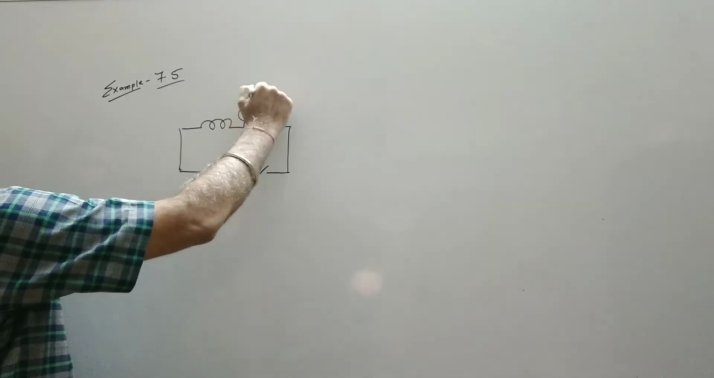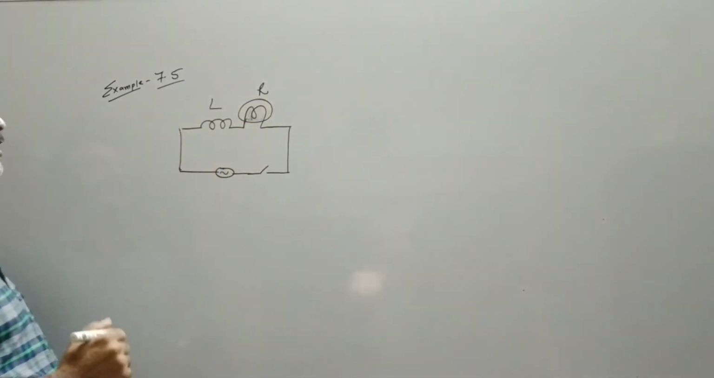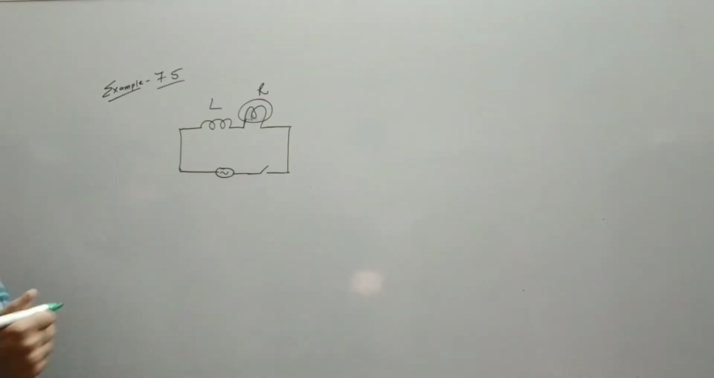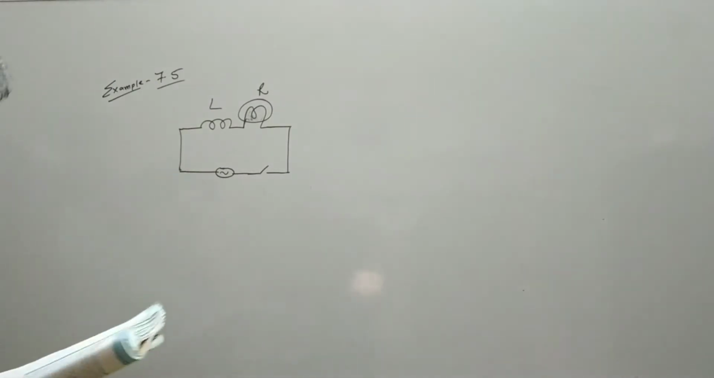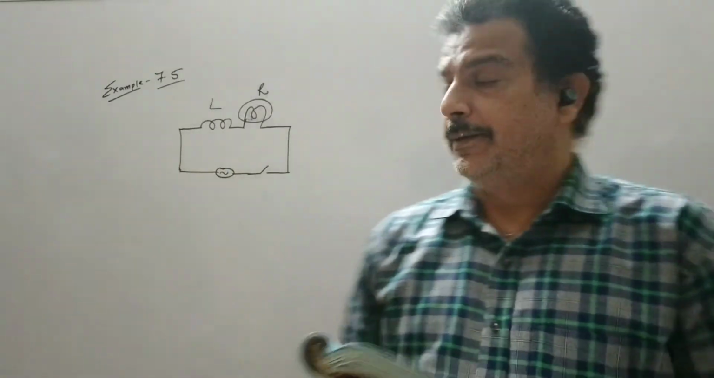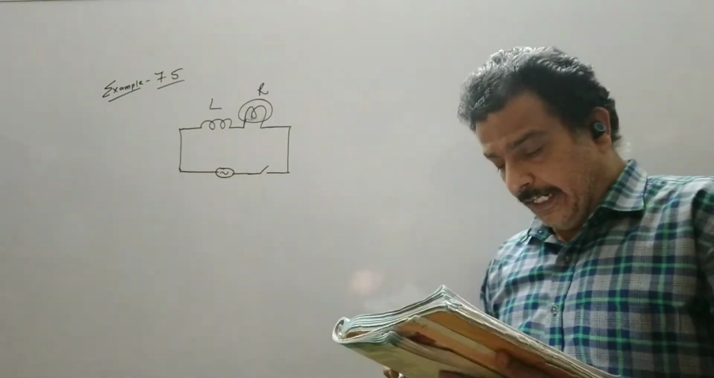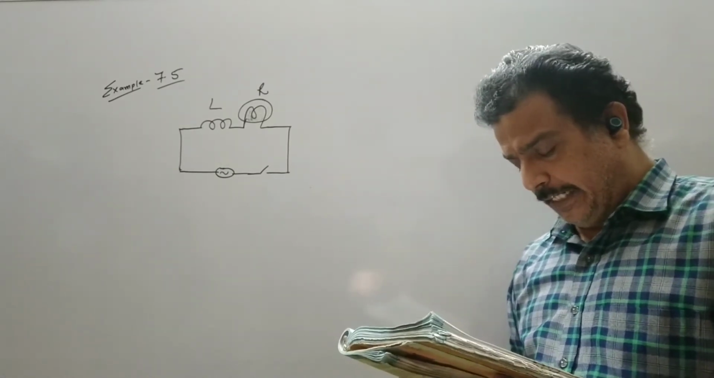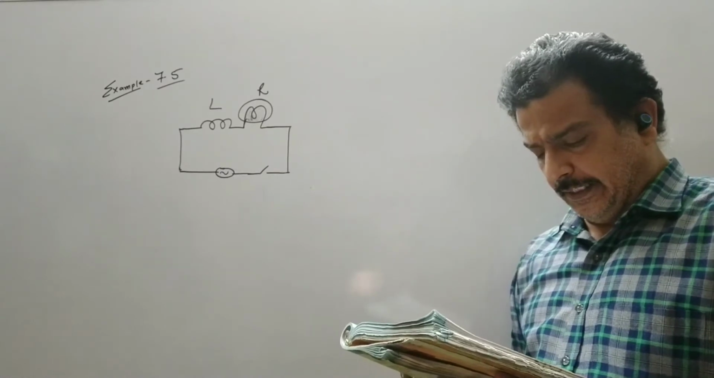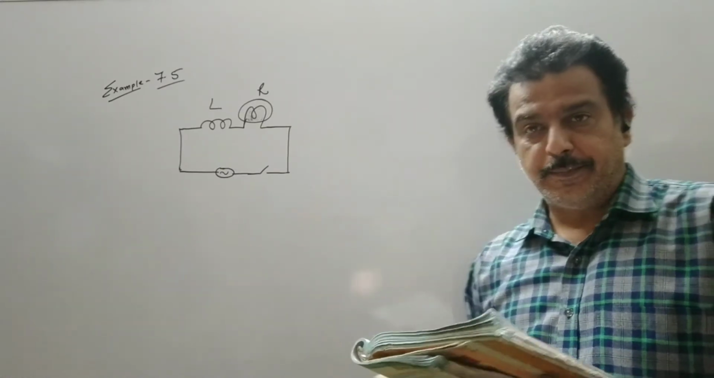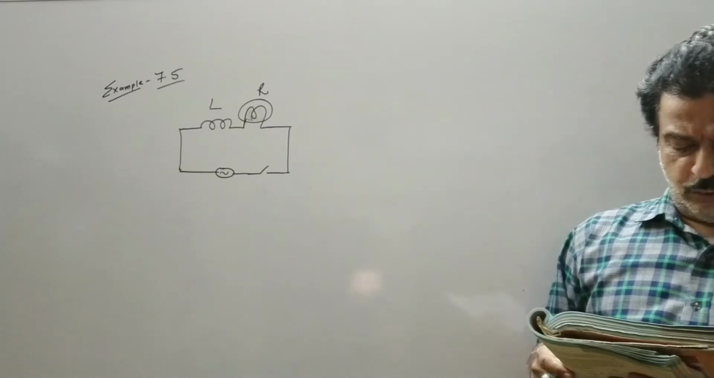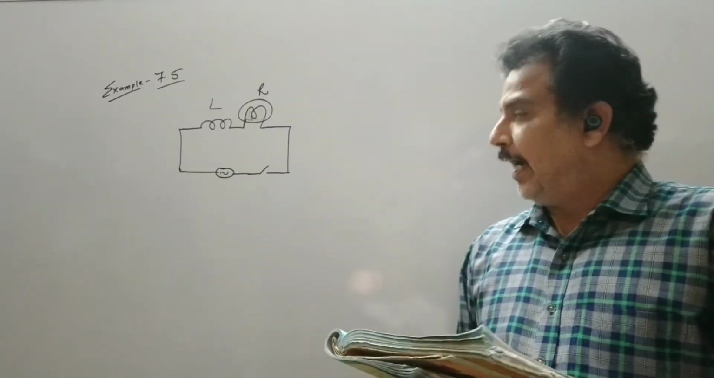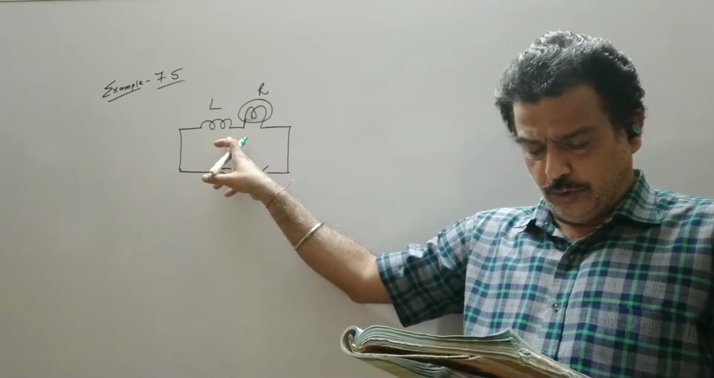So it is an RL circuit actually. If I take the resistance of the bulb as R and that of the inductor as L, we can say it is an RL circuit. So in order to find the current, we assume this circuit to be an LR circuit. The switch is closed, and after some time an iron rod is inserted into the interior of the inductor.